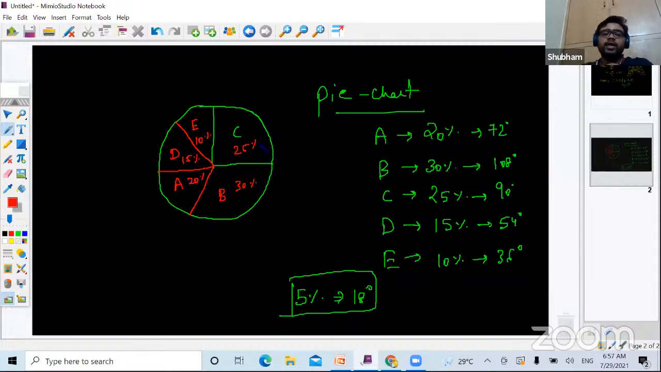Now, just look at this pie chart and ask yourself, why do we draw a pie chart? What exactly is the reason behind drawing a pie chart? The reason behind drawing a pie chart is that you have to understand the data.